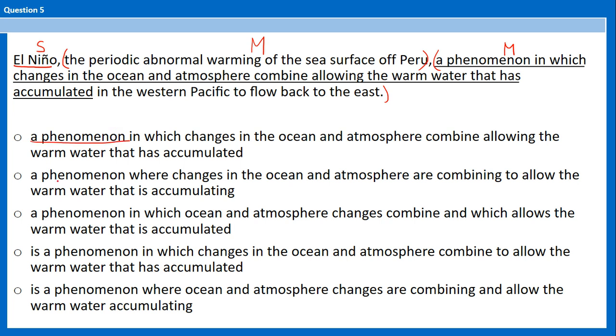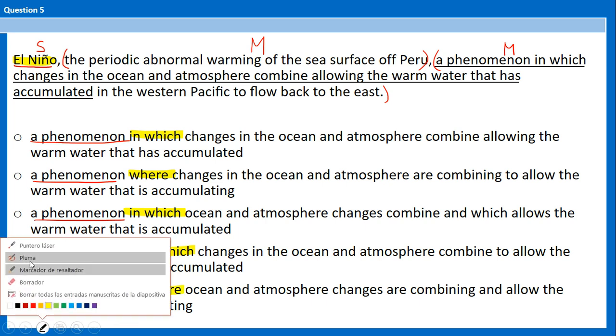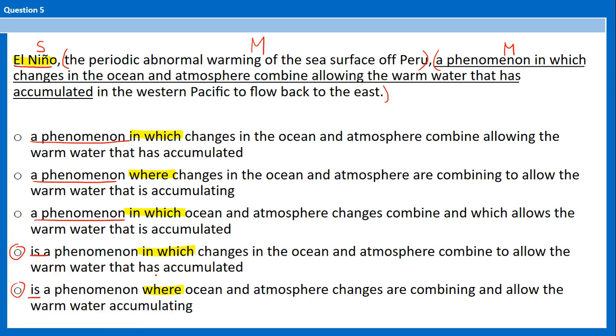Now take a look at the splits. El Niño, a phenomenon, is a phenomenon. Okay, finally I see a verb. El Niño is a phenomenon. Be careful because a lot of times you have a subject and you're missing a verb. Also be careful with "in which" versus "where." That's an important difference because "where" must be used to describe physical locations. I cannot say "a phenomenon where" because a phenomenon is not a place. So eliminate number 5. You keep the 4th one.